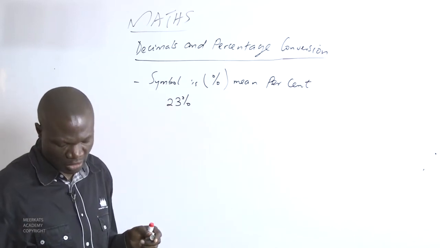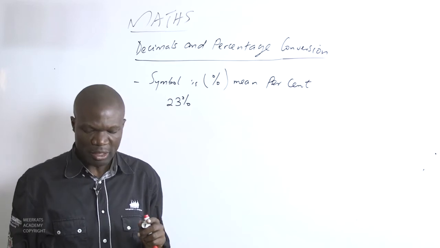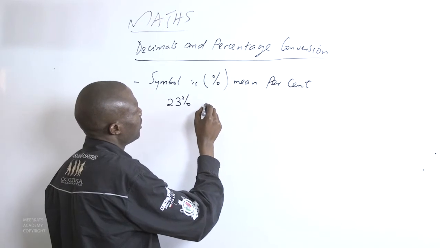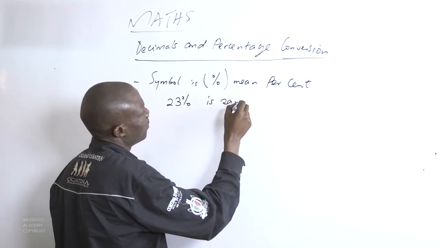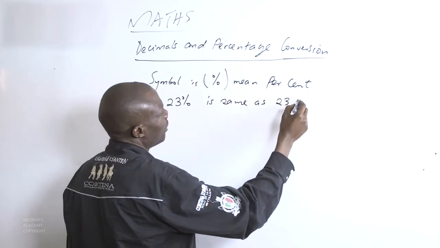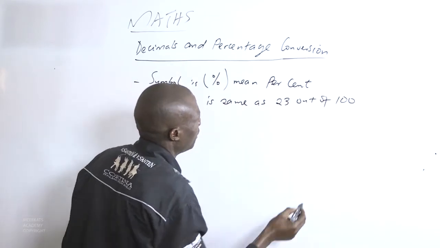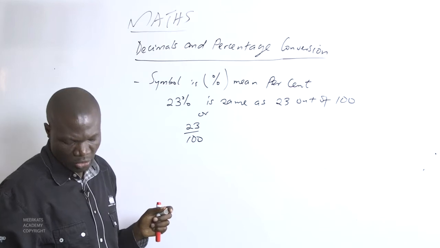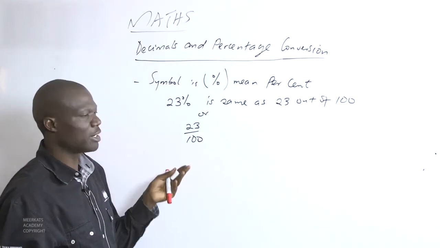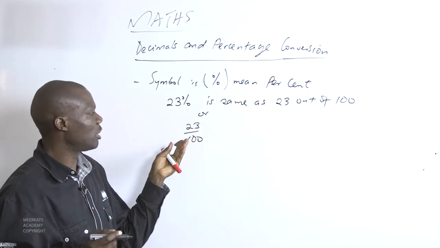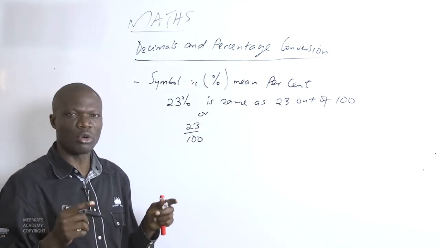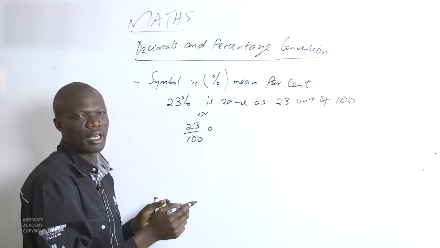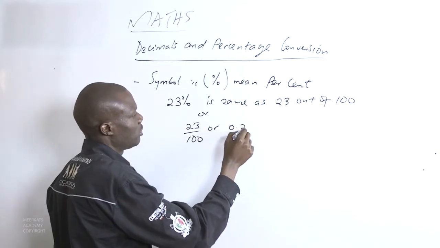Remember, it's about conversion. When we have 23%, this is the same as saying 23 out of 100 or 23 over 100. So if we were to convert this percentage into a fraction, we would stop there. If we were to convert it further into decimal, then we would find that this one is 23 hundredths, which is 0.23.